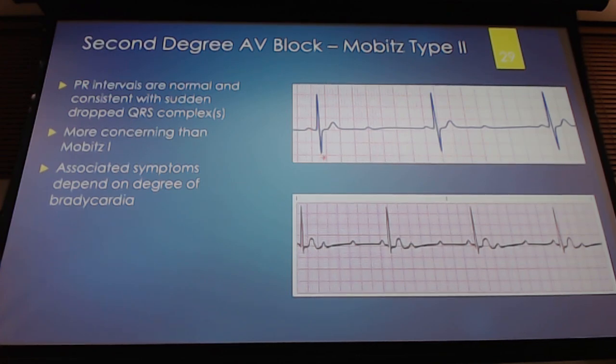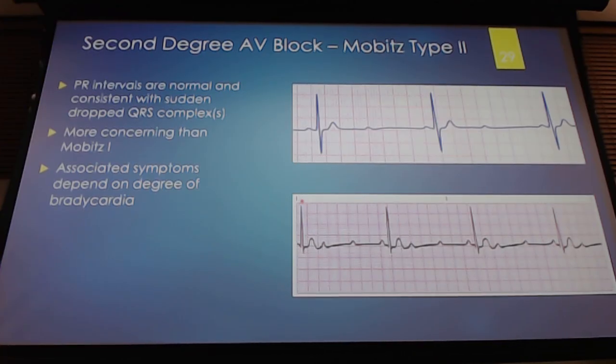So here, normal, got a T wave, but I have a P wave that has no QRS associated. Here I have a P, QRS, P wave, no QRS associated with it. And then same thing, but our PR intervals are normal. They're not getting longer. Okay, they're not long from the very beginning and staying long. They are normal. But we have dropped QRS complexes. Something at the AV node is preventing depolarization down to the ventricles.